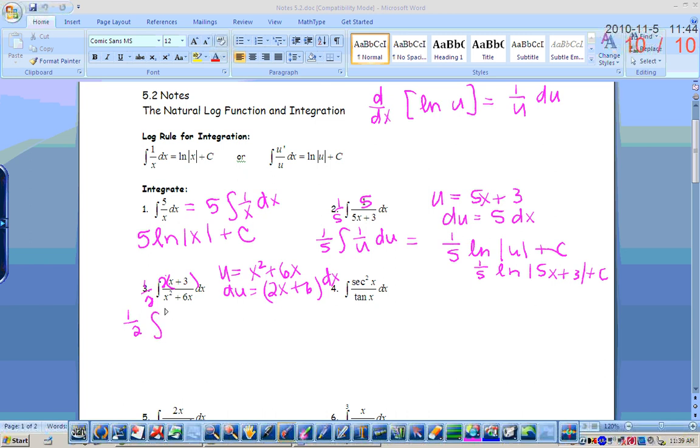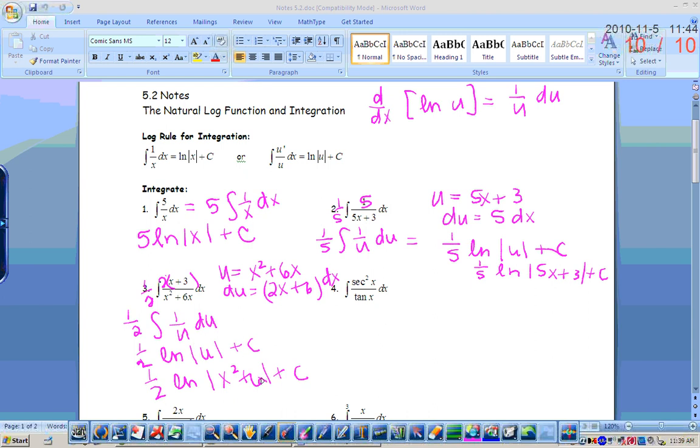In the next week or so, I'm going to introduce different techniques, but right now you will be able to make the top into the derivative of the bottom. So 1/2 integral 1 over u du, which is 1/2 ln absolute value of u plus c. So 1/2 ln absolute value x squared plus 6 plus c.